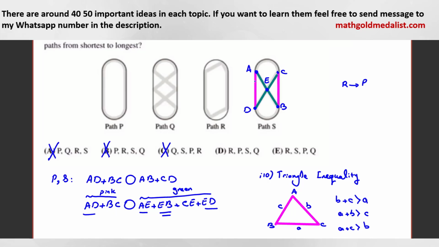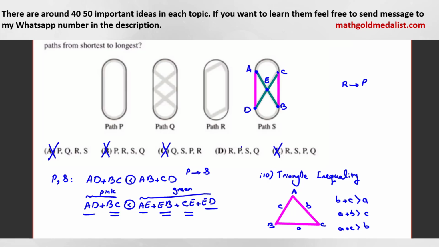And also EB, in triangle AED, first one. Now in this triangle, EB plus EC is greater than CB. EB plus EC is greater than BC. So we can conclude the right hand side is greater than the left hand side. So AD plus BC is smaller. So P is smaller than S. So we can reject E, and the answer is D.